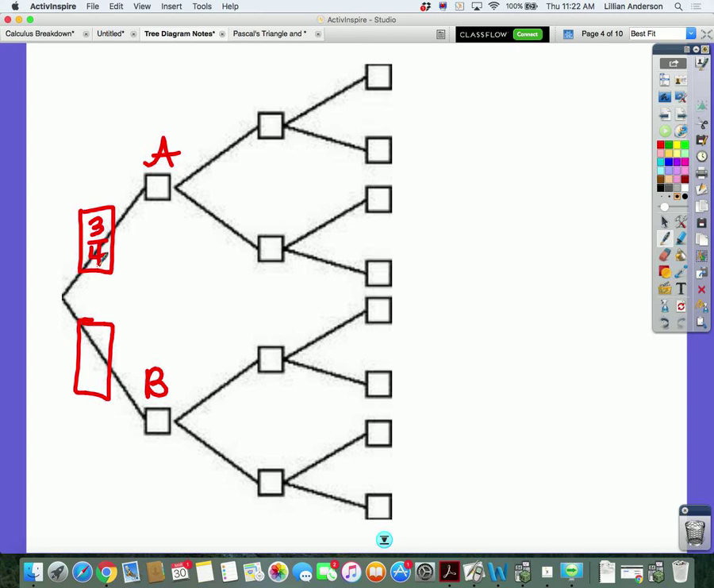And the one thing you do need to be aware of is that the branches always total 1, okay? Or 100%, depending on if they're fractions or percentages. So A is 3/4. We know B is automatically 1/4, okay? Sometimes they'll only give you one event that happens, and you have to use that to figure out the probability of something else happening, okay? And this is also important that you do read those two or three lines beforehand, because they'll actually tell you the probabilities that you'll use to create your tree diagram.